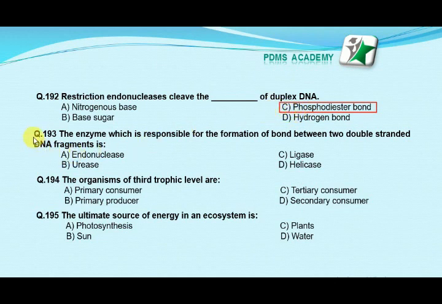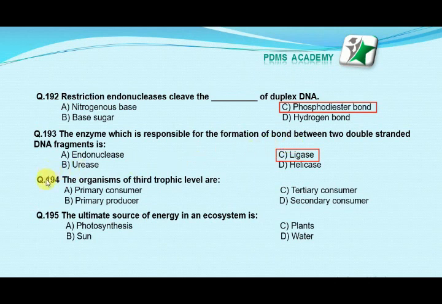Our next MCQ is: the enzyme which is responsible for the formation of a bond between two double-stranded DNA fragments is option A, endonuclease, option B, urease, option C, ligase, option D, helicase. Our correct answer is C, ligase. Ligase is an enzyme that helps in the formation of bonds between the two double-stranded fragments.